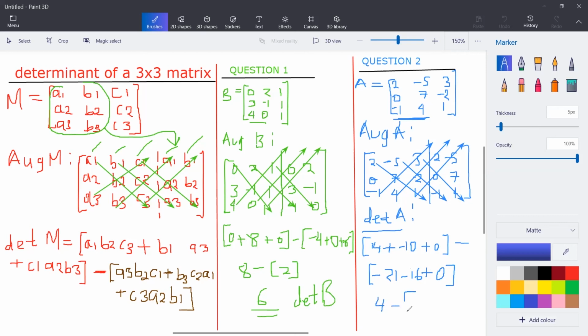Minus your second bracket, which is -21 minus 16. So -21 minus 16 is -37, all right? And then now if you do all of this in the calculator, 4 minus -37, what do you get? You end up with 41. So the determinant of matrix A is actually 41, okay?